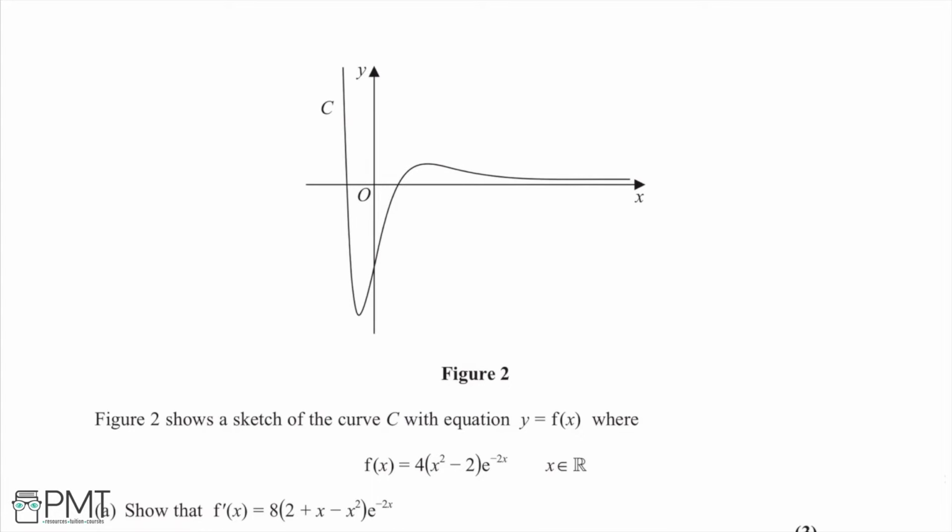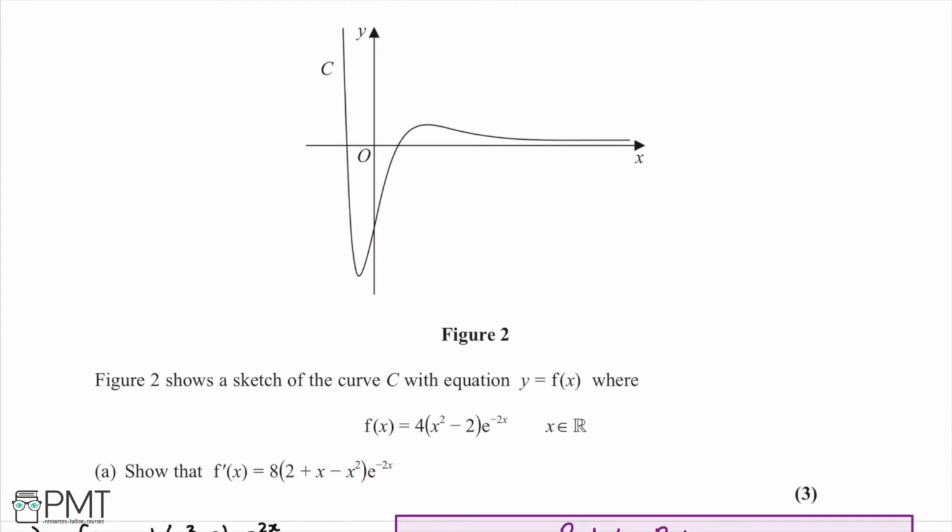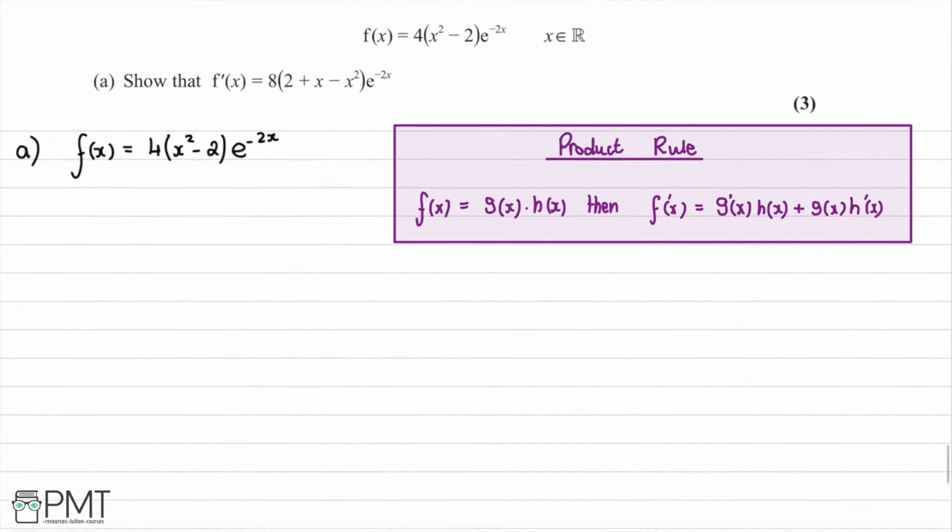So in this question, we're shown figure 2, and that's a sketch of the curve C with the equation y is equal to f of x, where f of x is equal to 4 lots of x squared minus 2 multiplied by e to the power of negative 2x. And what we're asked to do here, we're asked to show that f dash x is equal to 8 lots of 2 plus x minus x squared multiplied by e to the power of negative 2x. So essentially what we're being asked to do is we're to take f of x and differentiate it to reach the required answer. So how are we going to do this?